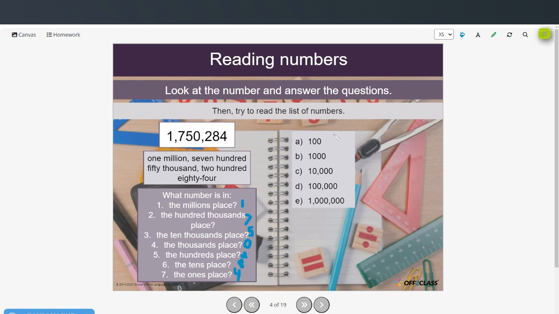Now try to read this list of numbers. So 100, 1,000, 10,000, 100,000, 1 million.